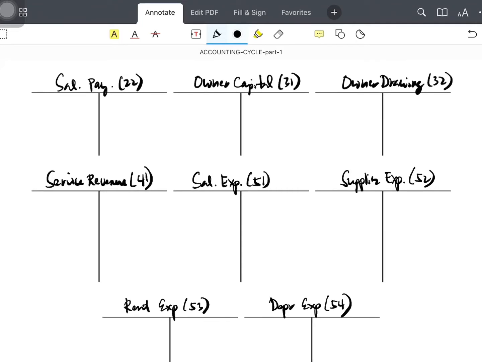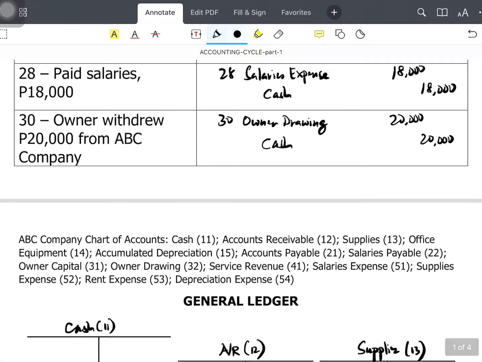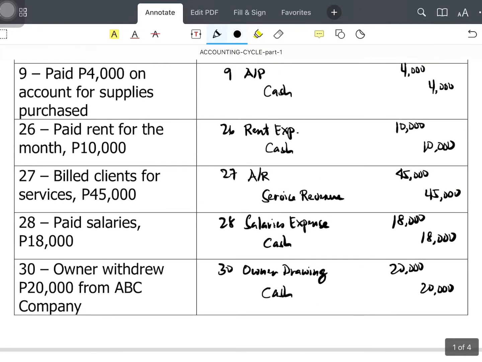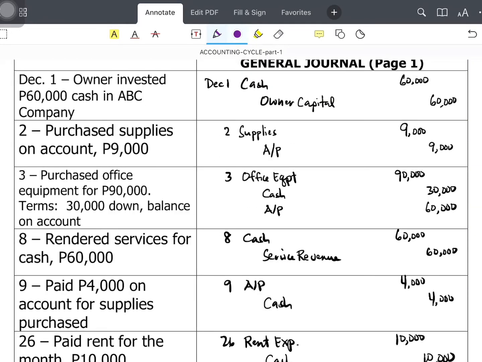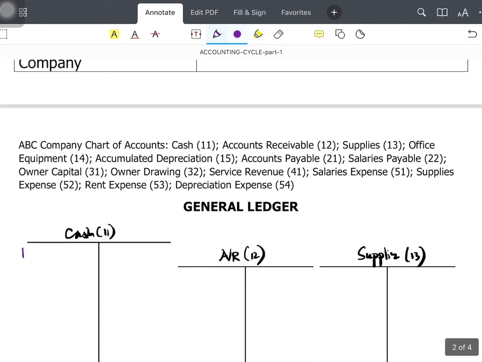Okay, so after setting the T accounts, we can now post. But for posting, maybe I can use a different color here so you can see. So December 1, cash 60,000 debit. So let's transfer that. December 1. It's in your general journal page 1. So you write G1. It's 60,000.